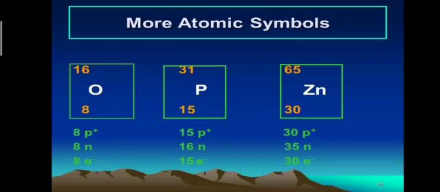These are the examples of atomic masses and atomic numbers. Oxygen has atomic number of 8 and the mass number of 16. As we know, 8 is the atomic number or the number of protons or the number of electrons, whereas 16 represents 8 protons and 8 neutrons. In phosphorus, 15 is the number of electrons or protons, and in the mass number, the same 15 are the number of protons and the remaining 16 are the number of neutrons.